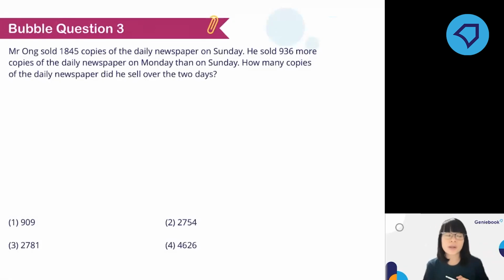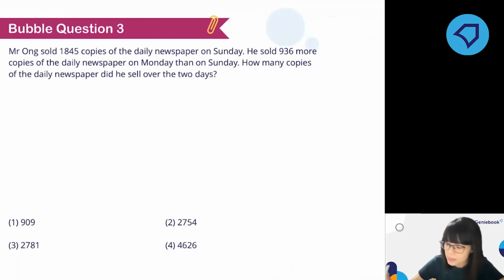Mr. Ong sold 1,845 copies of the daily newspaper on Sunday. He sold 936 more on Monday than on Sunday. How many copies of the daily newspaper did he sell over the 2 days? So it's a two-step word problem. When you guys are ready, can you type ready or okay in the chat? And I'm going to launch the bubble question. For this one, you have 1 minute and 30 seconds. So you have slightly more time.